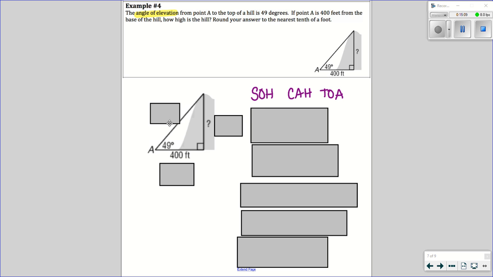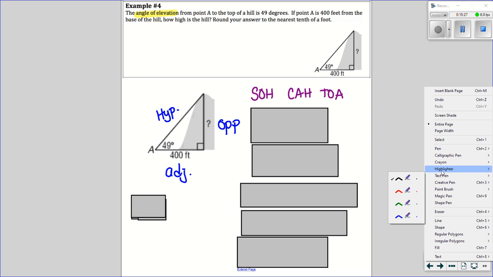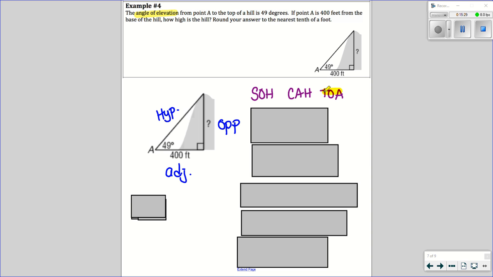All right, so we need to label. We have our degree already. This is the 90-degree angle, so this is our hypotenuse. What's closest to the angle is our adjacent. What's opposite is opposite. That's what we're looking for. So they gave us the adjacent, and we're looking for the opposite. So it's O over A. So we're going to be using TOA as our ratio.